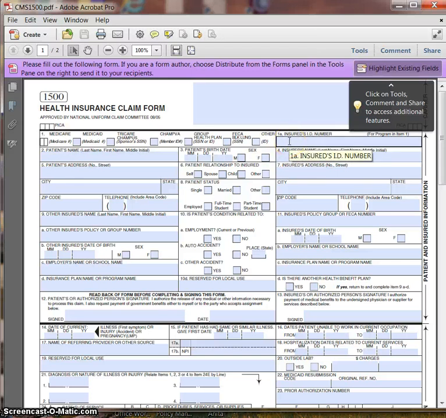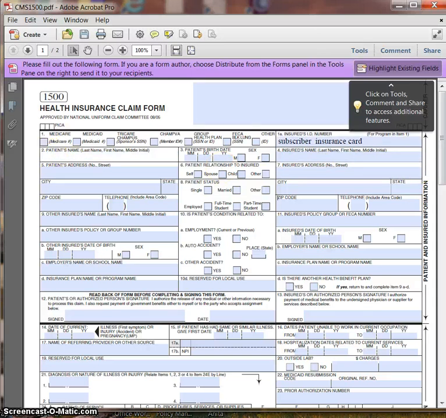Now 1A, this is where the insured's identification number is. Another name for the insured's identification number would be the subscriber. The subscriber's identification number usually consists of maybe 10 digits, and where you get this information from is going to be on the insurance card. So one of the things that you want to make sure that you do is that you copy the front and the back portion of the insurance card, so that if your patient should leave the office and you still have information that you didn't get from them, you have a copy of that insurance card that will enable you to put the information into here.